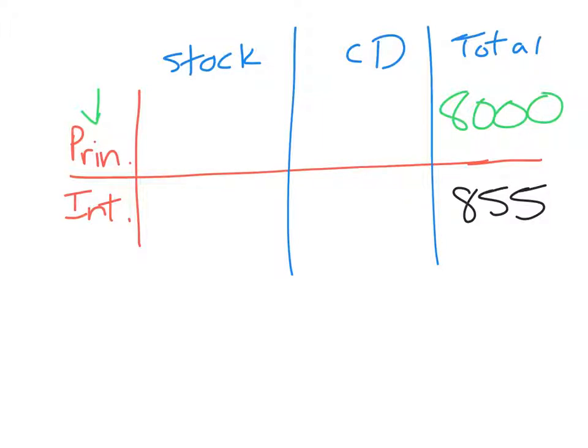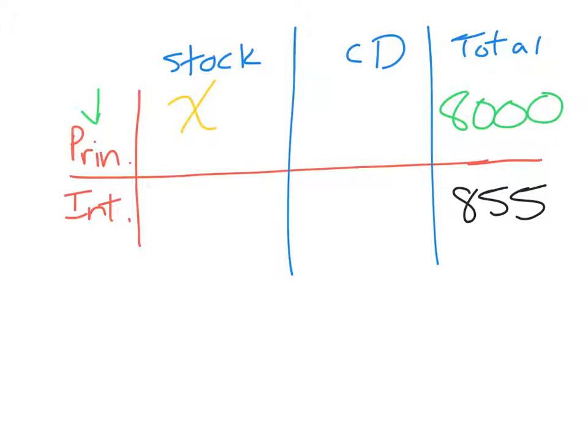What I don't know is the total amount that was invested into each account. That's what we're trying to figure out. It's not like he invested $4,000 into the stock fund and $4,000 into the CD. Based on these interest rates, he may have invested it a little differently, and some companies only allow so much money to be invested into different accounts. So I need to figure this out. We're going to call the stock fund X. That's our unknown.